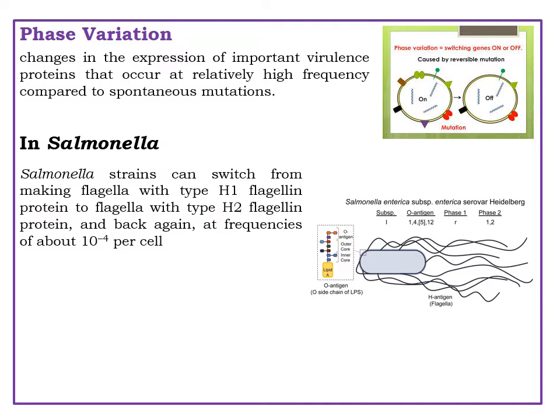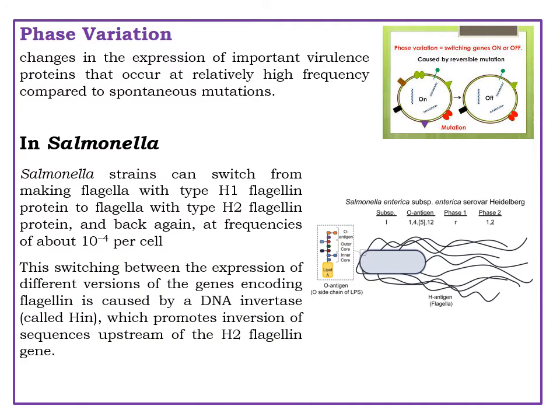In the 1940s, it was observed that some Salmonella strains could switch from making flagella with type H1 flagellin protein to flagella with type H2 flagellin protein, and vice versa, at frequencies of about 10 to the power minus 4 per cell, considerably higher than normal mutation rates. This switching between the expression of different versions of the genes encoding flagellin is caused by a DNA invertase, which is called Hin, that promotes inversion of sequences upstream of the H2 flagellin gene.